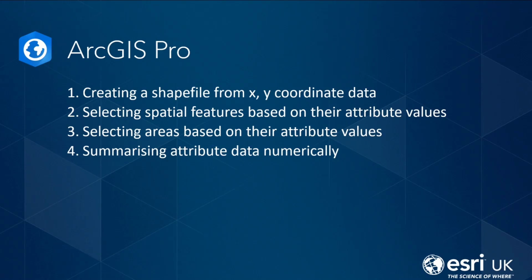In this video, I'm going to demonstrate a few basic actions in ArcGIS Pro. Firstly, I'm going to show you how you can create a shapefile from XY coordinate data. Then we're going to look at selecting spatial features based on their attribute values. And then we'll be looking at selecting areas based on their attribute values. And finally, I'm going to show you how you can summarize attribute data numerically.